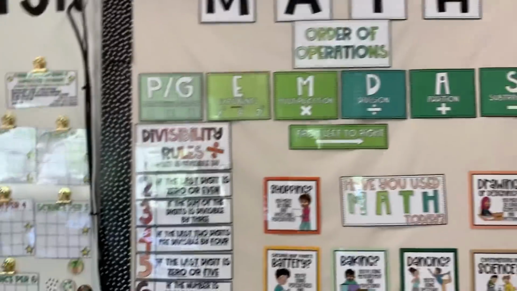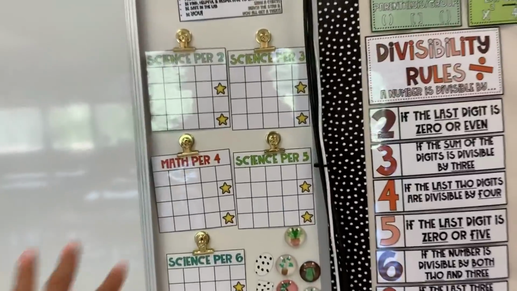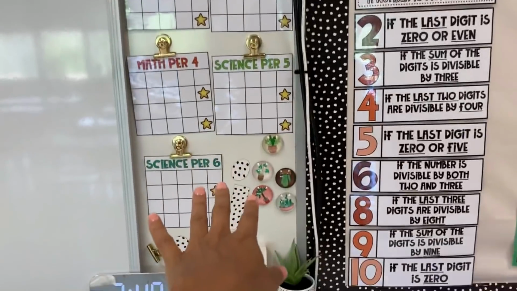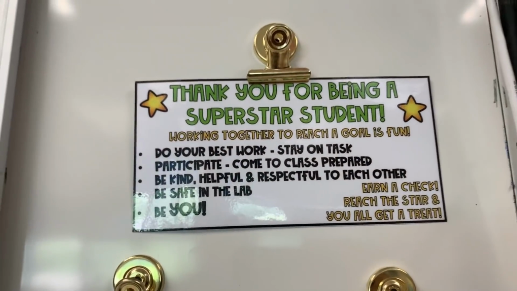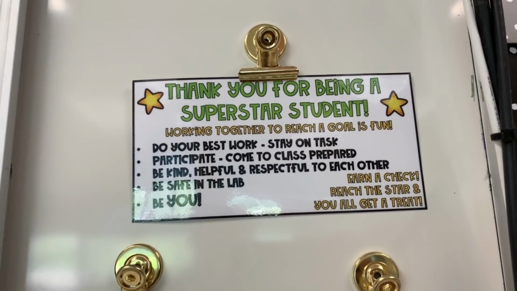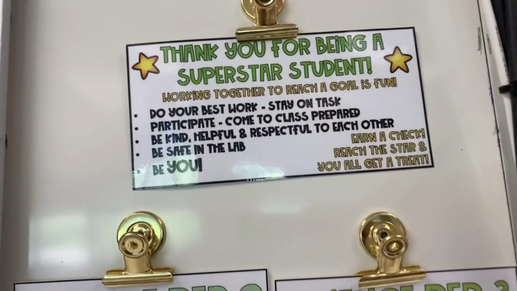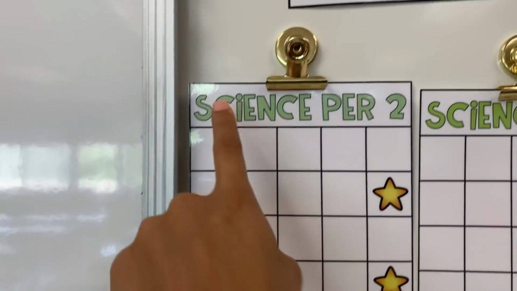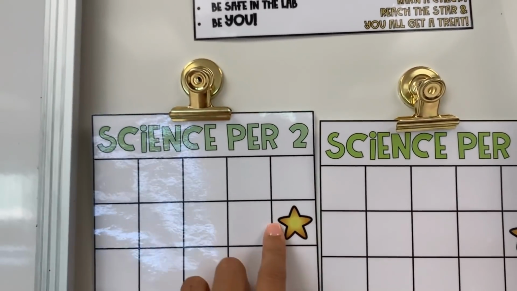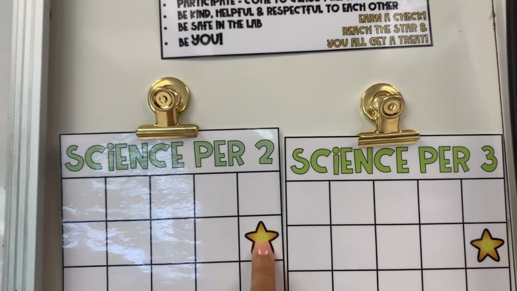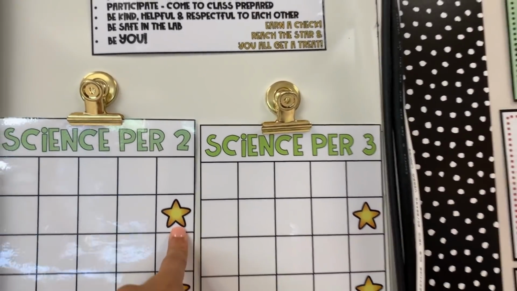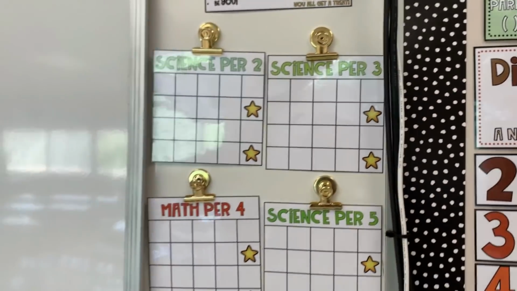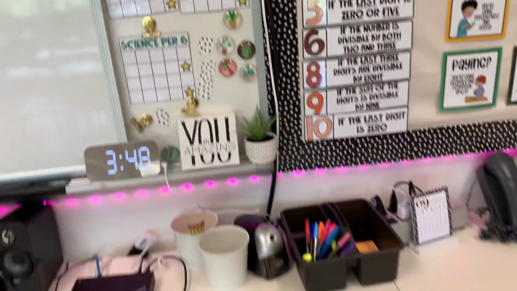Here is my math bulletin board in front of the classroom, and then my classroom incentive charts. They were really excited about this, where as a class, if they do their best work, they're kind to each other, they participate, come to class prepared, they're safe, and they are just their awesome selves, they can win a check on their incentive chart. And then once the class reaches the star, they get some type of treat, whether that be candy, picked from the prize box, or the sticker book that they're excited about. They love the incentive chart.